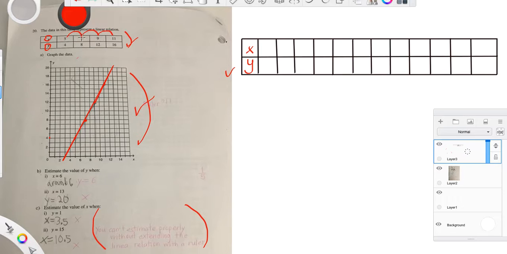So 5 plus 2 is 7, plus 2 is 9, plus 2 is 11. And here, the pattern is jumping by 4. You can see 4 plus 4 is 8, plus 4 is 12, plus 4 is 16. So we have a pattern of 2 up here and a pattern of 4 here. All right, so it says estimate the value of y when x equals 6.